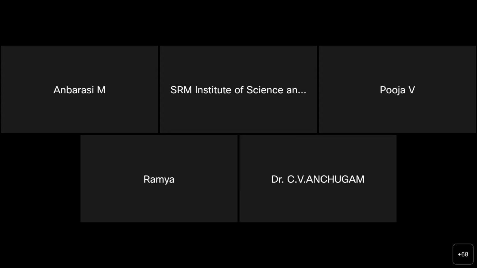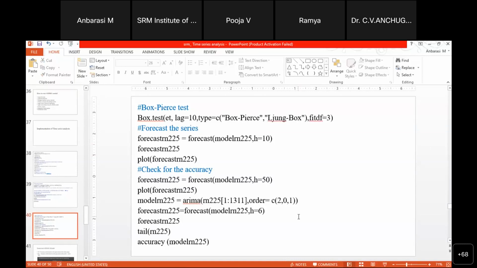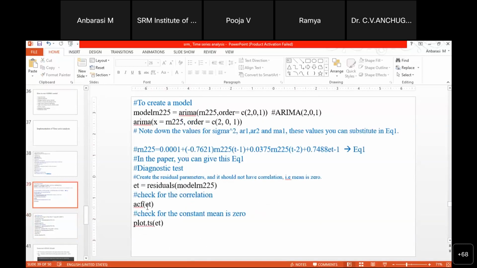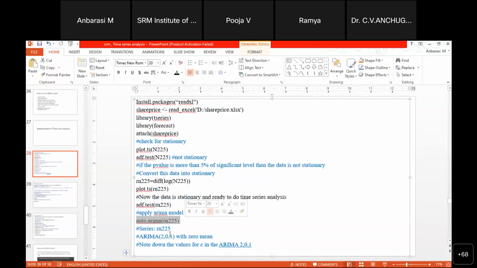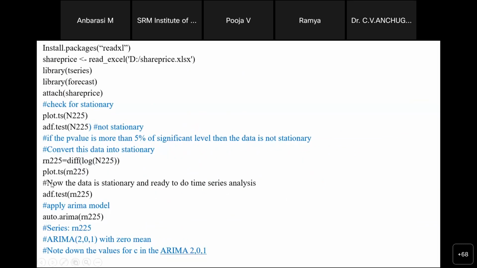This is how the ARIMA model is going to work. First, we have to install the data set, and after installing, download all the library files. After that, we have to attach the data set and convert it into stationary. After converting into stationary, we have to create a model, or using the ARIMA function we can find the p value, d value, and q value.